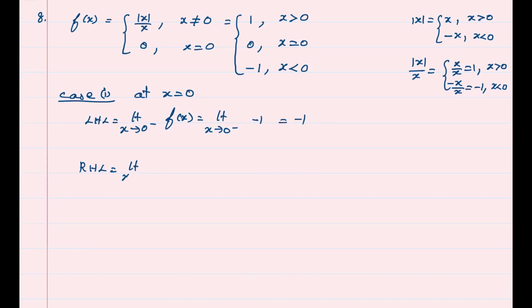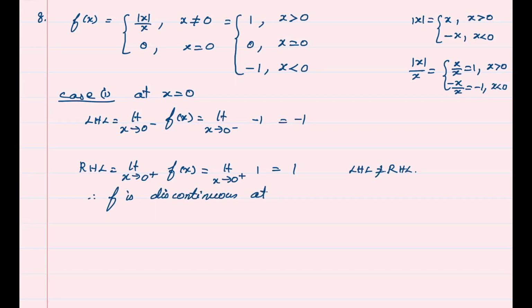RHL is the limit as x extends to 0 plus of f of x. For x greater than 0, the definition is 1, so the answer is 1. LHL is not equal to RHL. Therefore, f is discontinuous at x equal to 0.